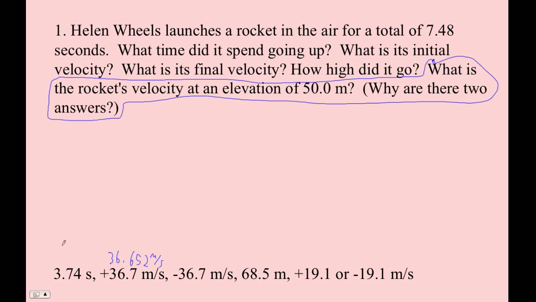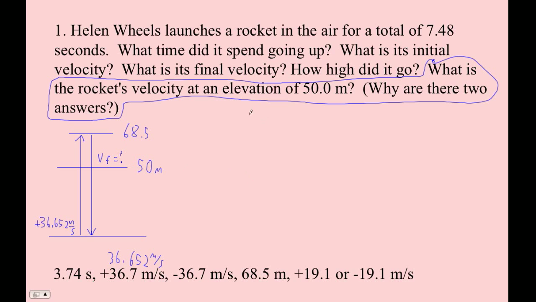Okay? So now let's draw a little picture of this. We've got the ground here. The rocket goes up, right? Rocket goes down. Okay? And we know that it starts off with a velocity of 36.652 meters per second, and we have to use that. Okay? And then we know it goes all the way up to about 68.5 meters. Right, so that's 68.5 meters. And this question says, okay, at an elevation of 50 meters, what's its velocity? Right, what's its final velocity?